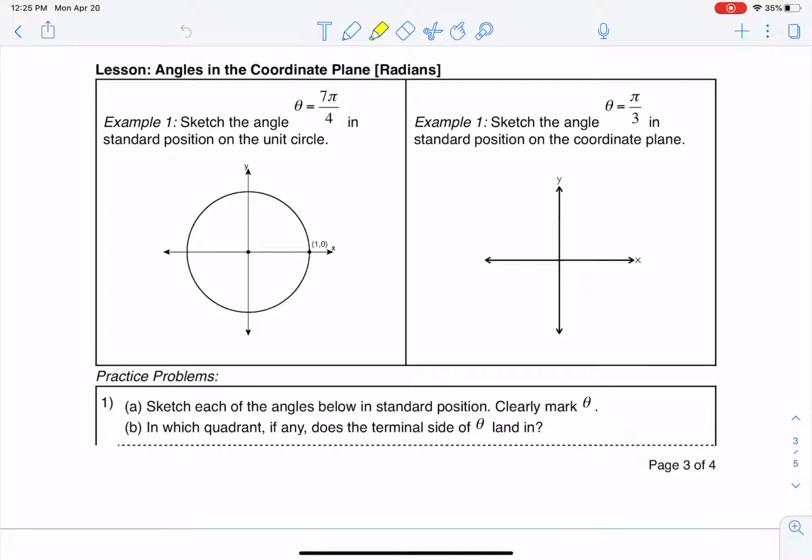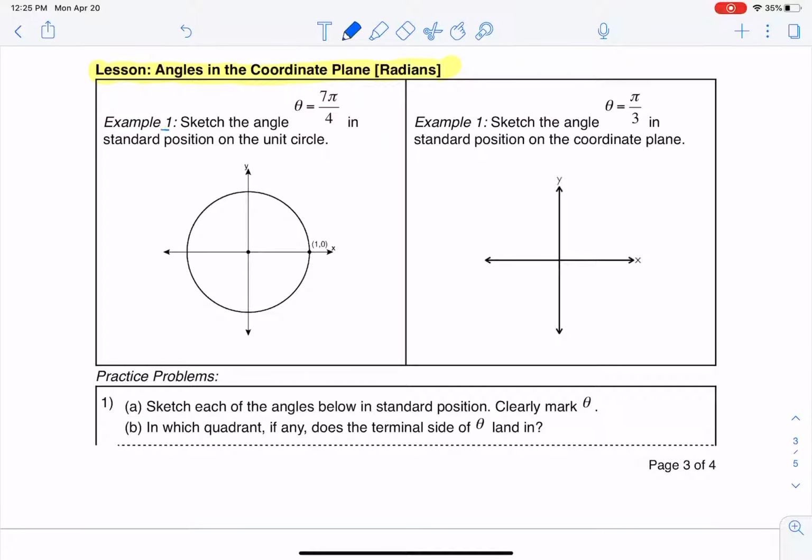In this portion of the lesson, we are going to look at how we sketch angles in the coordinate plane if we're dealing with radians. What this portion of the lesson will really rely on is those conversions that we did before.